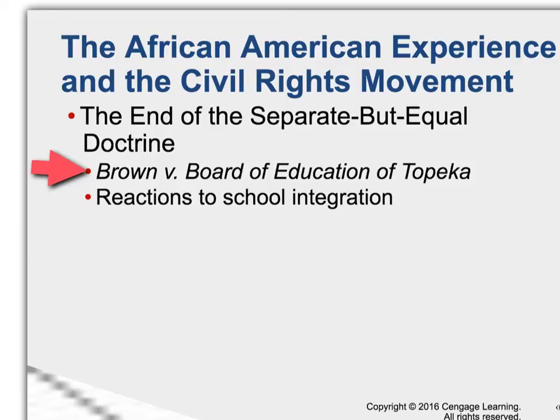Segregation was finally declared unconstitutional by the Supreme Court in Brown versus the Board of Education of Topeka in 1954, in which the court stated that separation implied inferiority.